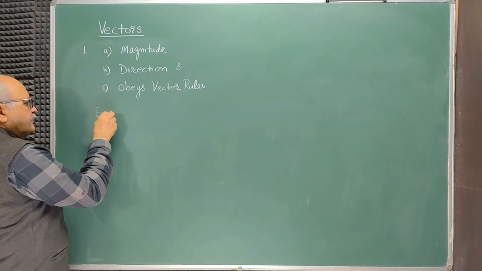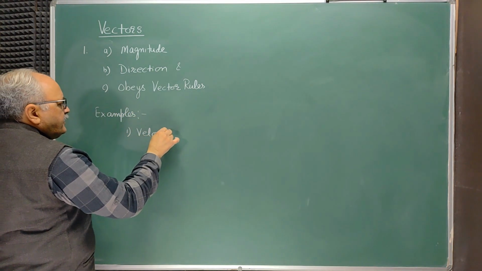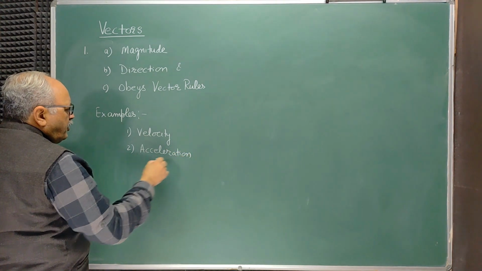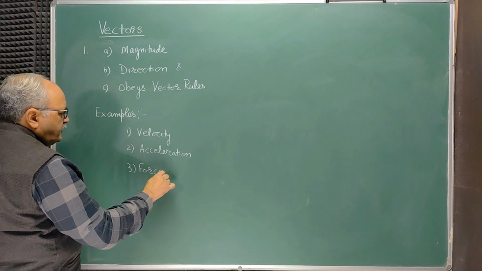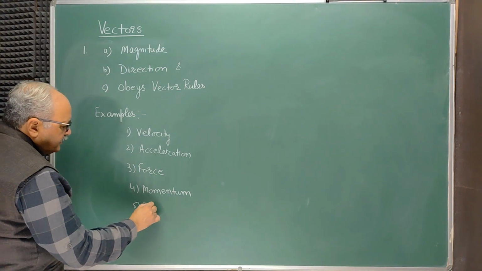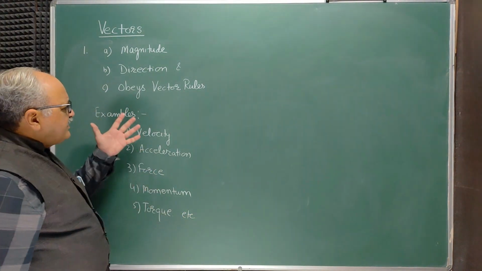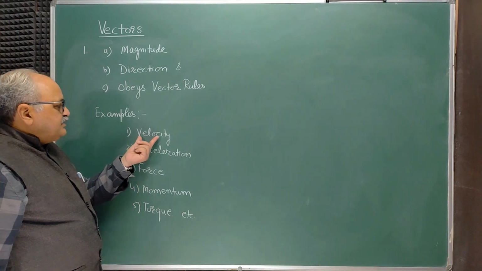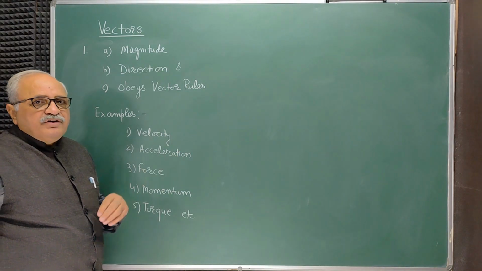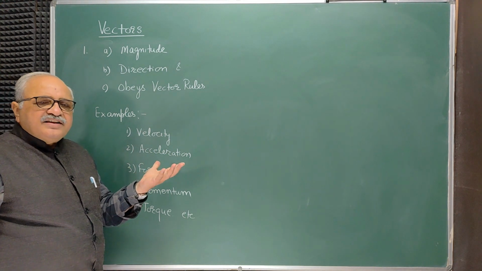Examples: number one, velocity, acceleration, force, momentum, torque, and a number of other quantities, etc. These quantities are vector quantities. It means if I have to define the velocity, I have to provide a magnitude and tell what the direction of the velocity is, and this quantity obeys the vector rules. That's why this is categorized as a vector quantity.